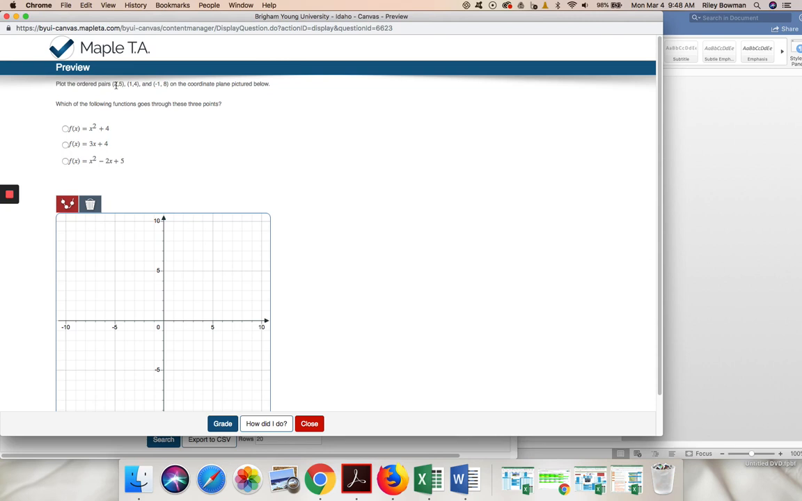So the point 2, 5, that means I need to go in the x direction first, over 2, and then up 5, plot it here, and then over 1 and up 4.